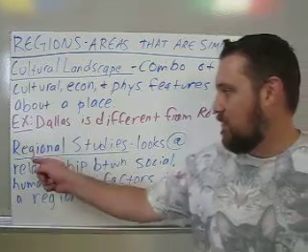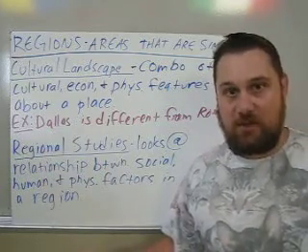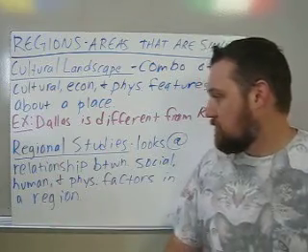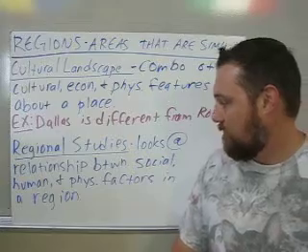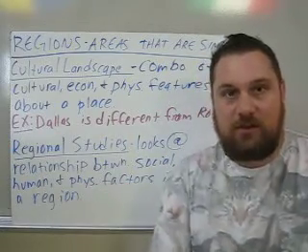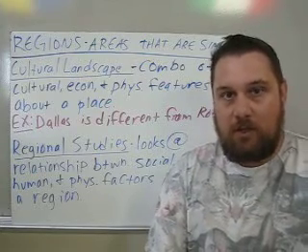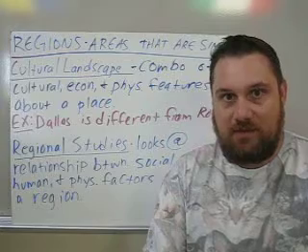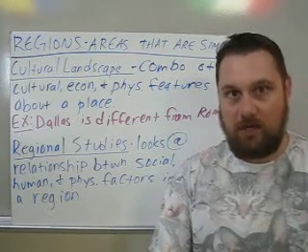And out of this idea of the cultural landscape came a field of study known as regional studies, which looks at the relationship between human and social factors and the physical environment of a region, physical factors. So that's how places were studied in the early days of geography: geographers looked at all these different things to determine the cultural landscape of a place.